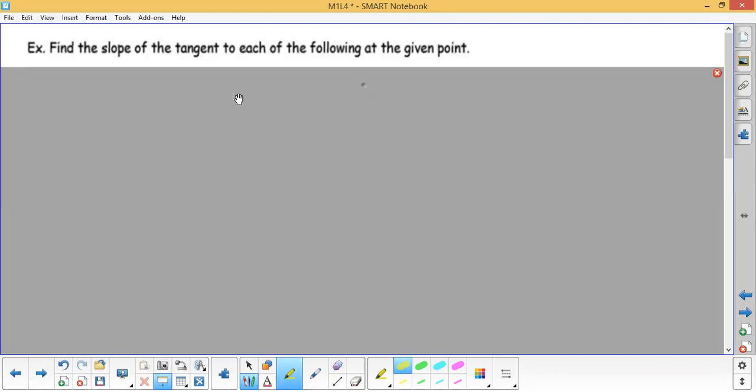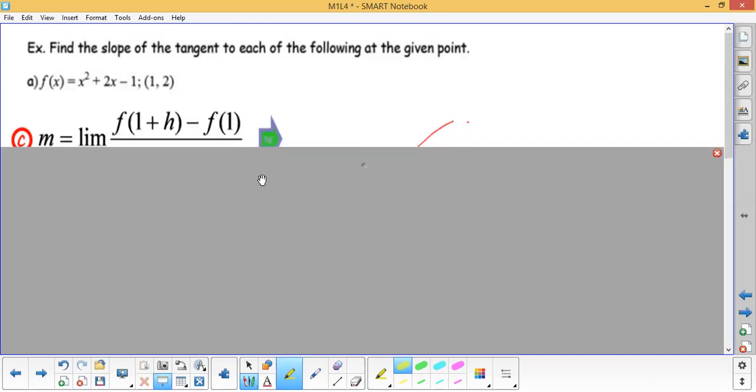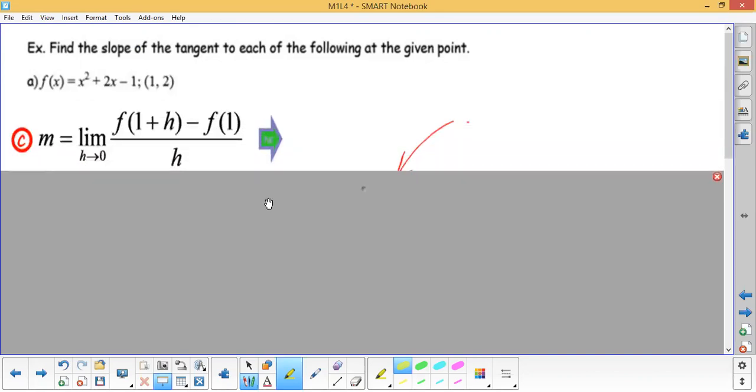So find the slope of the tangent to each of the following at the given point. Here we have a straightforward quadratic equation, but we are given the point when x is equal to 1. So this is another way of solving. I can directly apply this x is equal to 1 for my x in the equation.